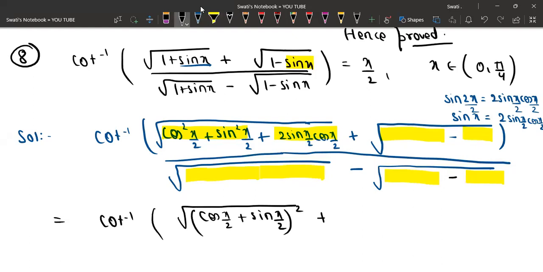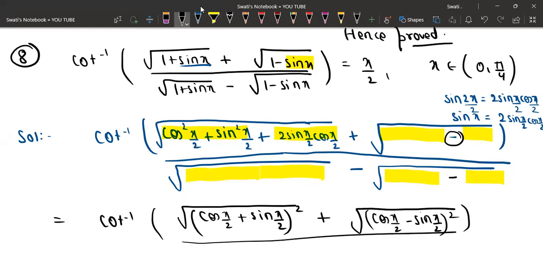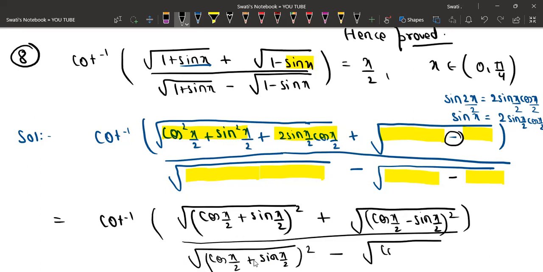Whole square plus. Here again we have a formula only, because it is cos square x by 2 plus sin square x by 2 minus 2 sin x by 2 cos x by 2. This is in the formula of a minus b whole square. So this will become cos x by 2 minus sin x by 2, and this has a whole square. And in the denominator, we have the same thing, that is cos x by 2 plus sin x by 2, and then this has a whole square with minus sign, and then again the same thing, that is cos x by 2 minus sin x by 2, and then this has a whole square.